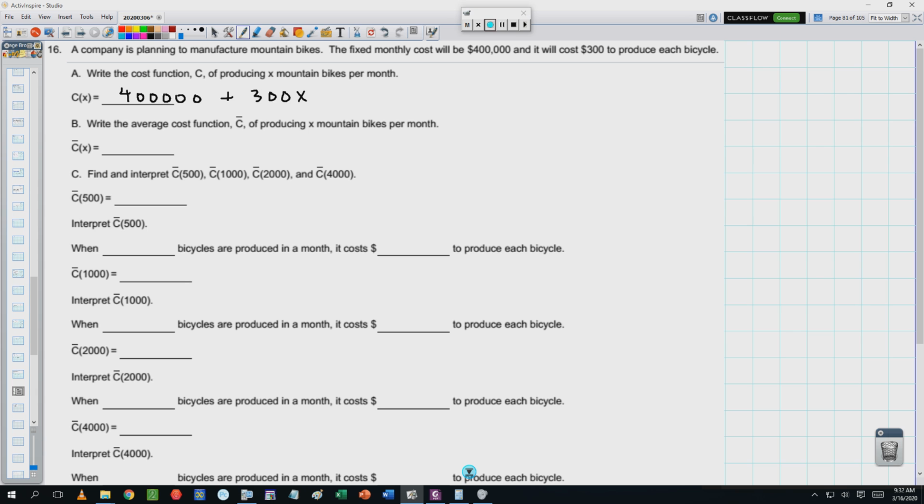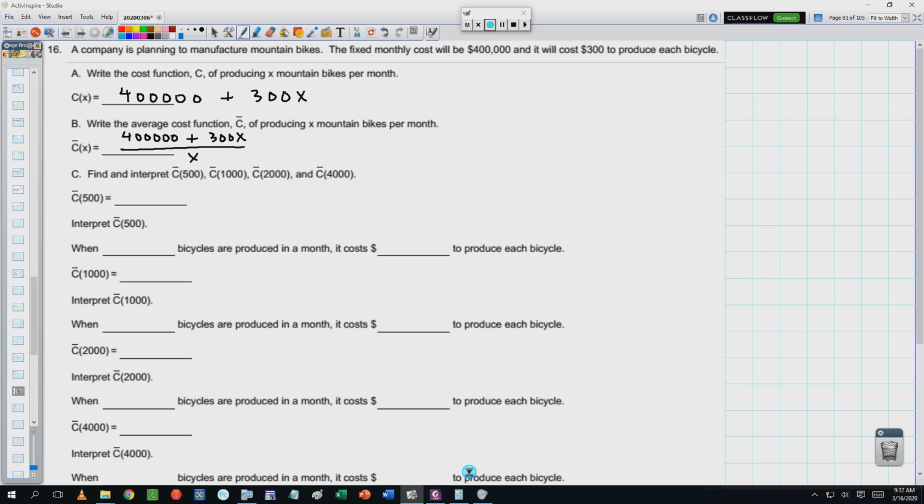Write the average cost of producing x mountain bikes. Well, then that would be 400,000 plus 300x, divided by x.